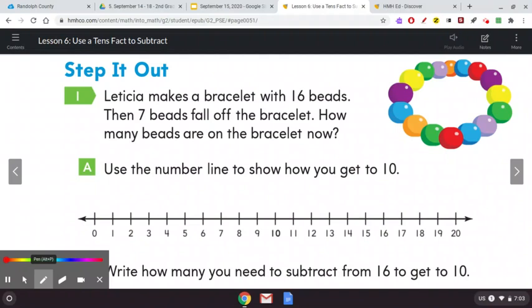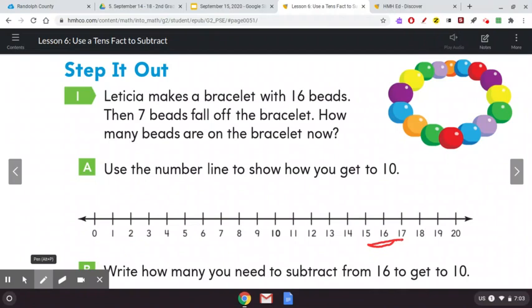A, use the number line to show how you get to 10. So Letitia makes a bracelet with 16 beads. Okay, so we're going to find 16 on the number line. So you have one just like this in your workbook. 7 beads fall off the bracelet.